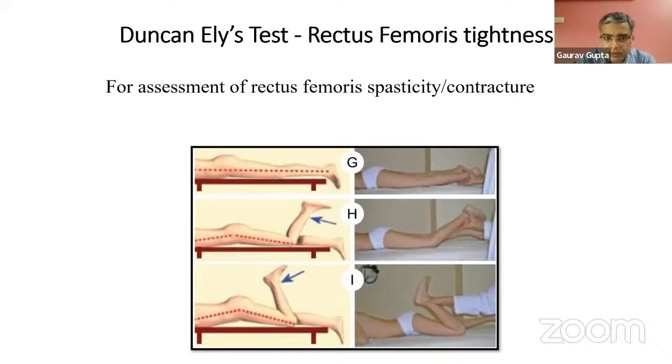We make the child prone to extend the hips. We keep the hips extended. If the rectus is contracted, you will not be able to flex the knee. Or if you force the knee flexion, the hip will automatically go into flexion. So if you flex the knees in prone position, the hips or the buttocks will lift. So that is how you check Duncan Ely test, the rectus femoris contracture.